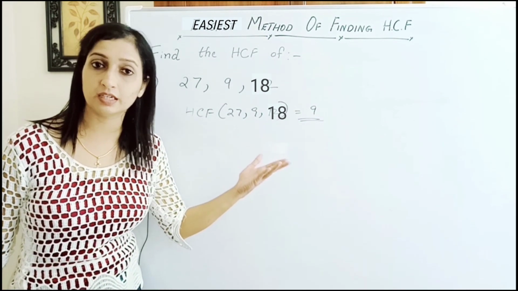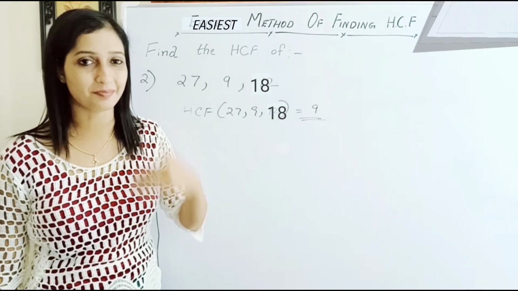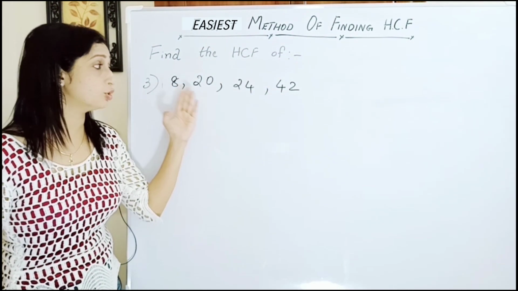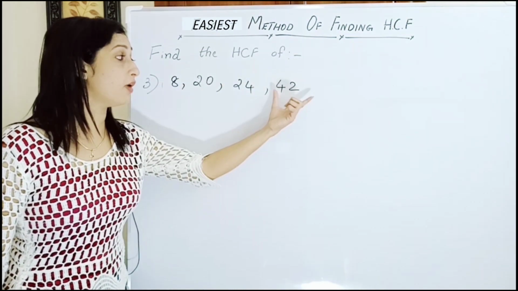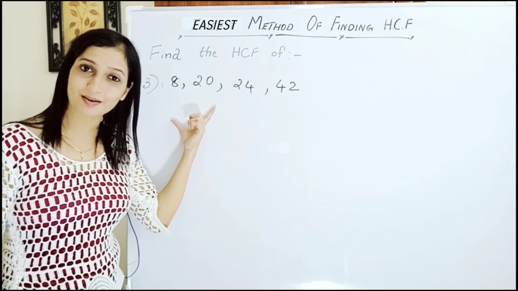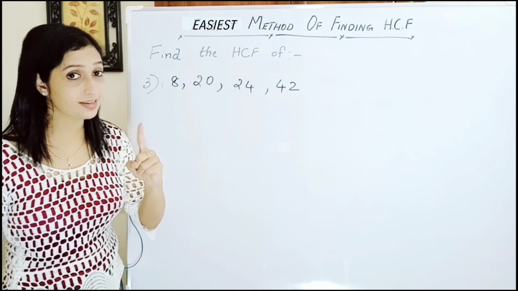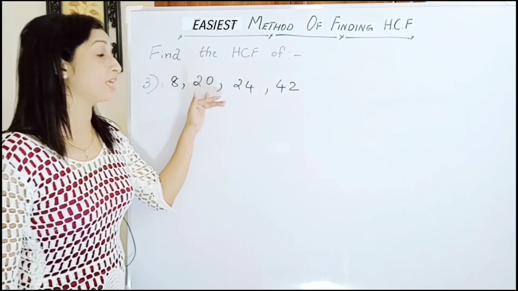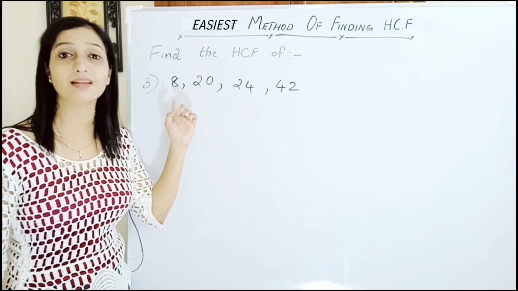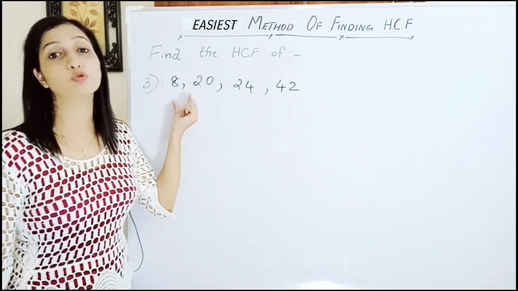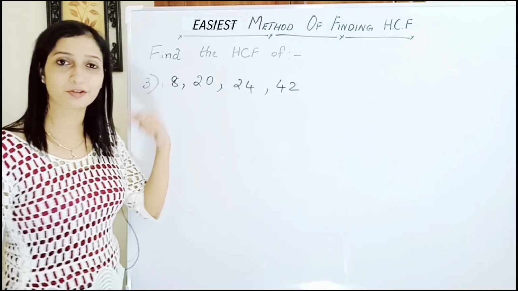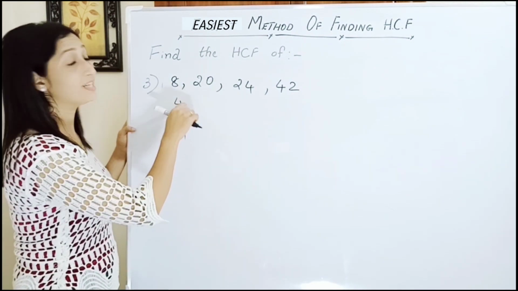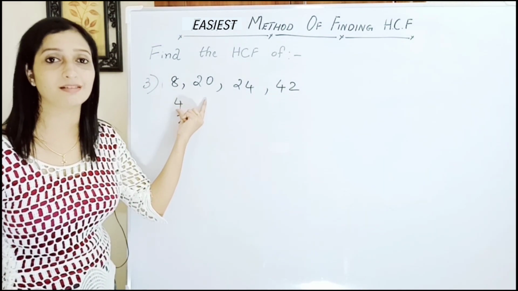Now let's move on to a third example. Let's deal with slightly bigger numbers. This third example is to find out the HCF of 8, 20, 24 and 42. Among all these four numbers, which is the smallest number? Our smallest number is 8. Our first step is to check whether all the other numbers can be divided by 8 exactly. Can 20 be divided by 8 exactly? No. So 8 is not the HCF. Let's move on to our next step, which is to write the factors of 8. 4, 2, 1. Now let us check each factor, starting from the greatest factor.